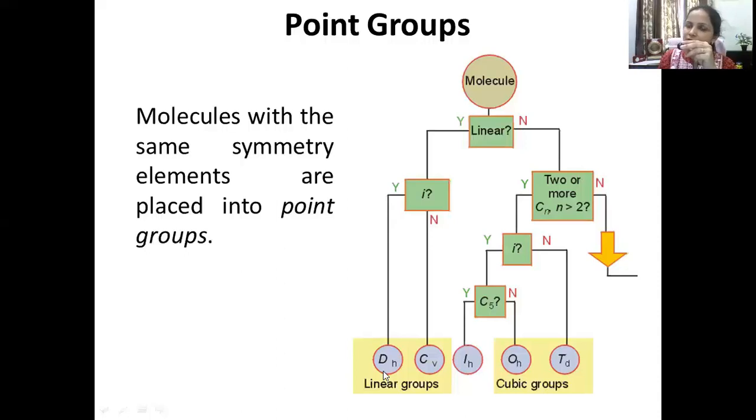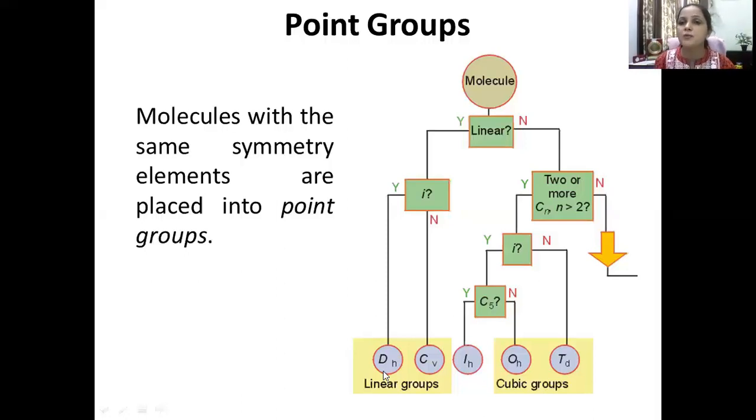And what else is present? The v is the mirror images, the vertical planes. How do I cut the molecule? An infinitesimally small plane could be possible for this molecule. So for this molecule, which is linear in nature and does not have any inversion center, the point group is directly assigned as C infinity v.